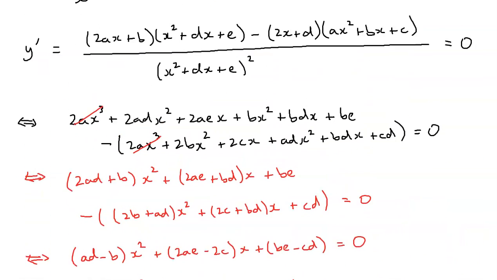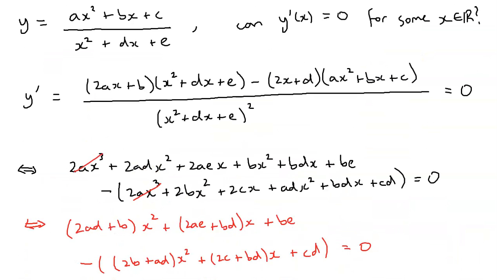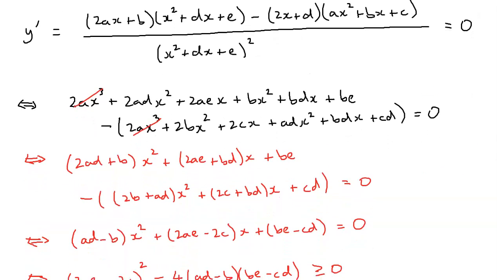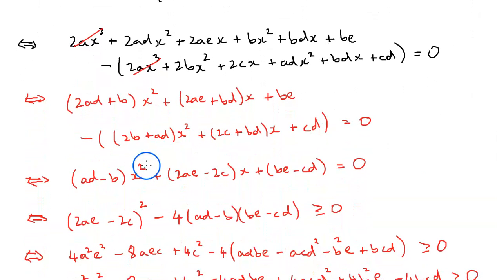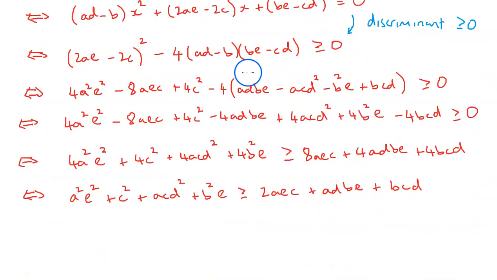So what we calculated is whether the derivative of this rational function y, which has arbitrary real numbers a, b, c, d, and e, can be equal to 0. Well, from here to here, we use the discriminant. We're checking if there are any x values, and there are only x values if the discriminant is greater than or equal to 0. And then from there, we expand it to arrive at this inequality down here.